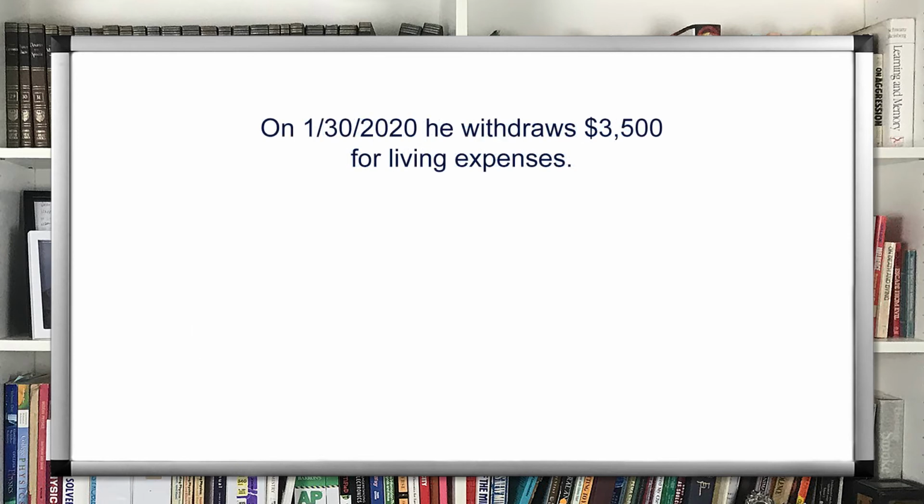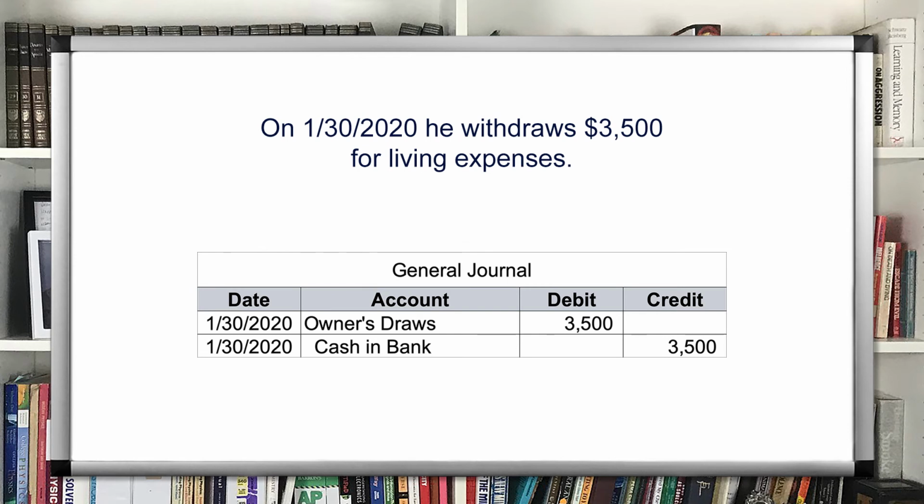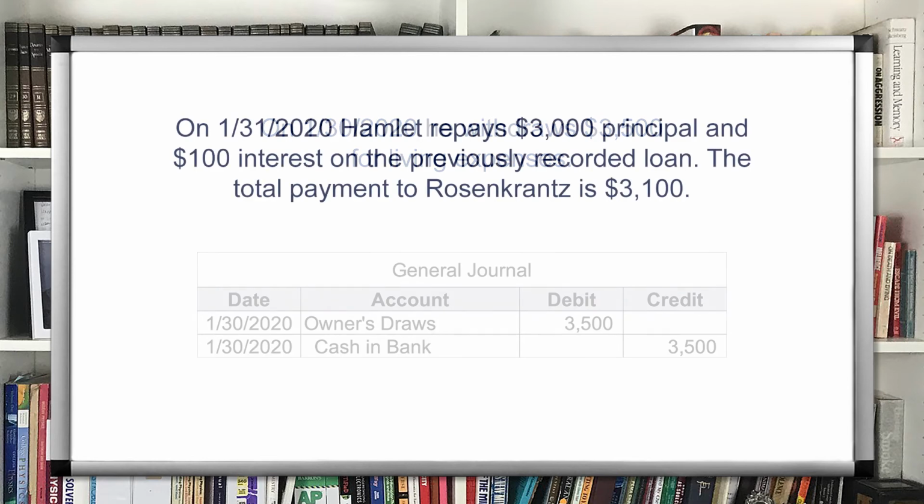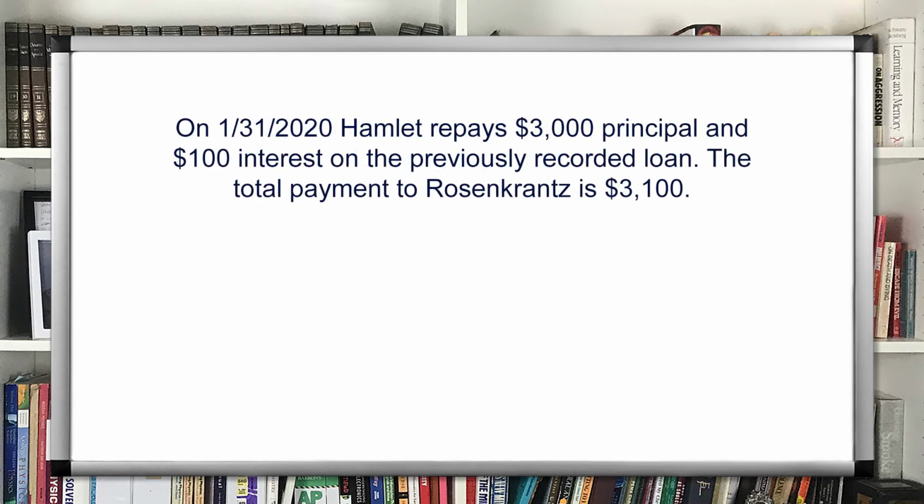On January 30th, he draws $3,500 for living expenses. Since Hamlet is drawing the money to defray personal expenses, the disbursement is considered an owner's withdrawal, which is a decrease in owner's equity. On January 31st, Hamlet repays Rosencrantz $3,000 principal and $100 interest on the previously recorded loan. The total payment is $3,100, so clearly an asset account, cash, decreases by $3,100.